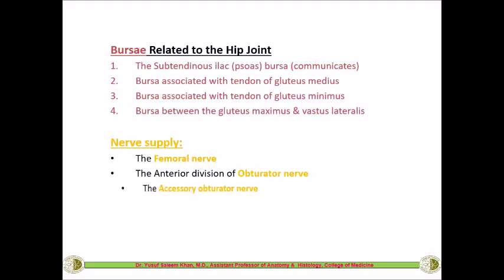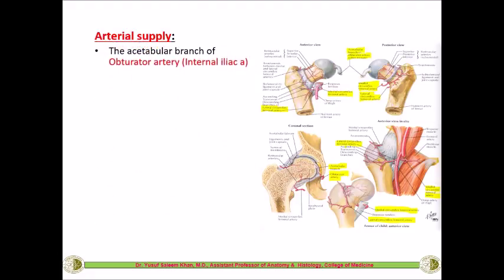Apart from these two nerves, the hip joint is also supplied by the accessory obturator nerve, the nerve to quadratus femoris, as well as the superior gluteal nerve. Now coming to the arterial supply, I have told you already that there is a small artery called the artery of the head of the femur, or the artery of the ligament of the head of the femur, which passes through this ligament. This is a branch from the obturator artery. If you can see here, this is the obturator artery, and it is giving a branch called the acetabular branch. This is one artery which supplies a small part of the head of the femur itself.